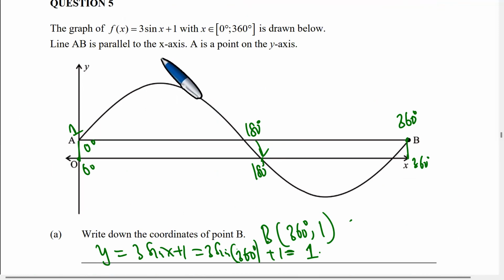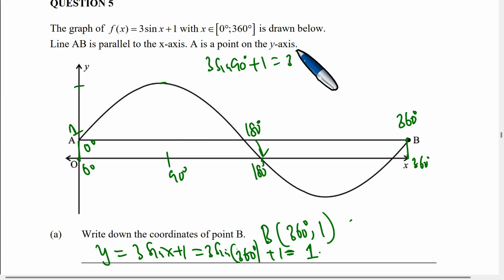If you're halfway, what is the maximum that this function can reach at 90 degrees? We want to find the maximum. At 90 degrees, it's going to be 3 times the sine of 90 degrees plus 1. Sine 90 is 1, plus 1, and this is 4. So this is going to be at 4. And potentially also at minus 270 degrees, it's going to become minus 4.